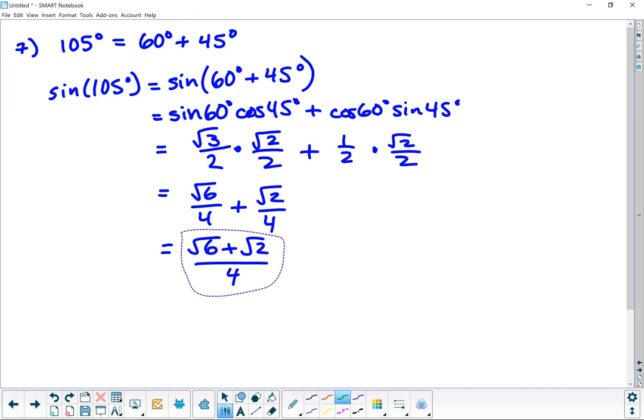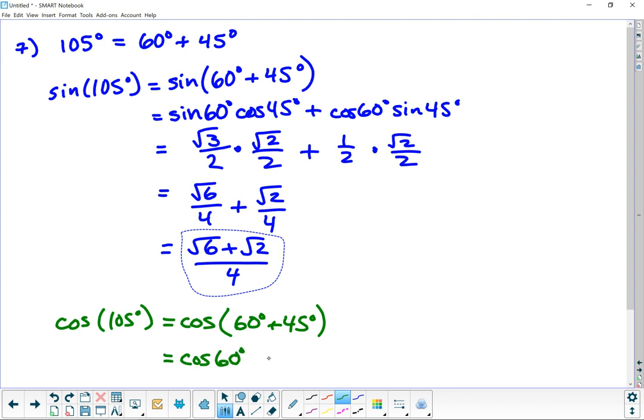Okay, now we're going to do the cosine of 105 degrees, which is the same as cosine of 60 degrees plus 45 degrees, right? And cosine is cosine 60 times cosine 45. If I'm going too fast and you need to slow it down, pause it. You don't need to go at my speed, because I'm trying to make this video as short as possible. And then this is sine 60 degrees times sine 45 degrees.